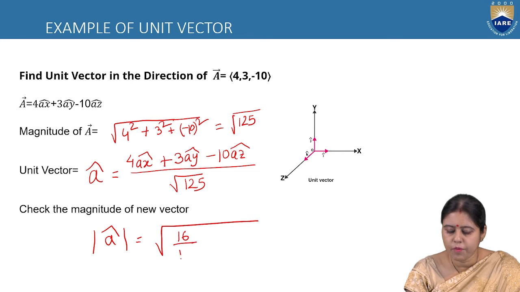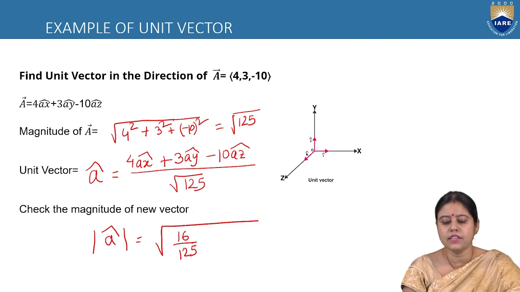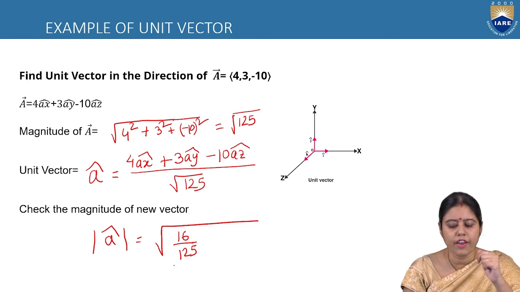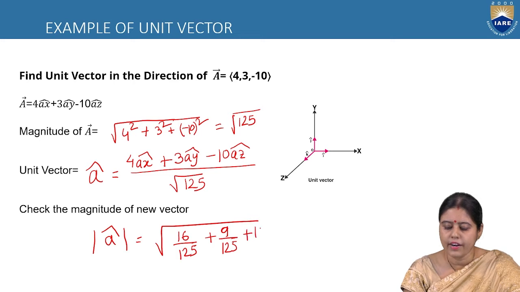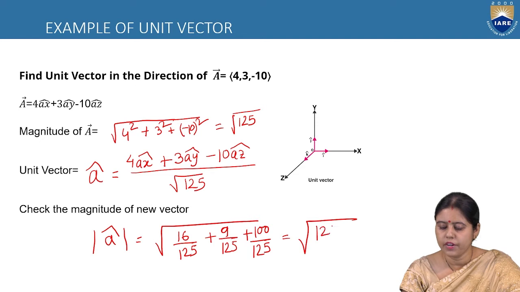16 by 125. Why 16? 4, the coefficient of x, whole square, 4 by root 125 whole square, plus 9 by 125 plus 100 by 125. So it is coming 125 divided by 125. It is unity.